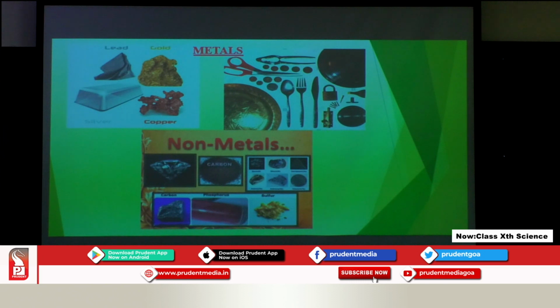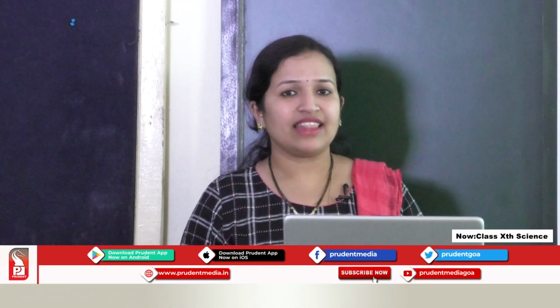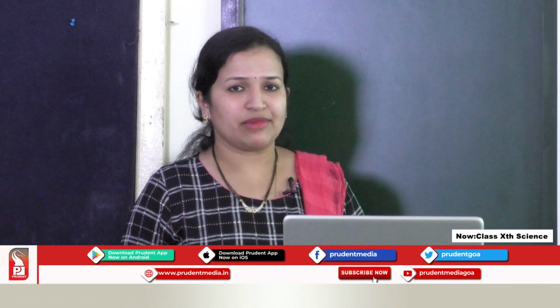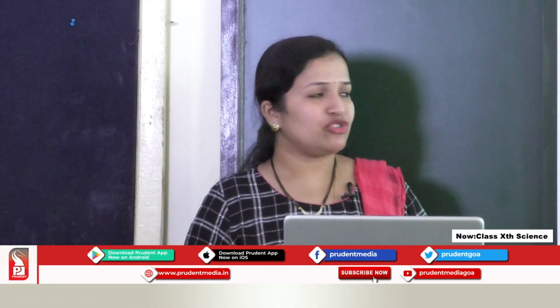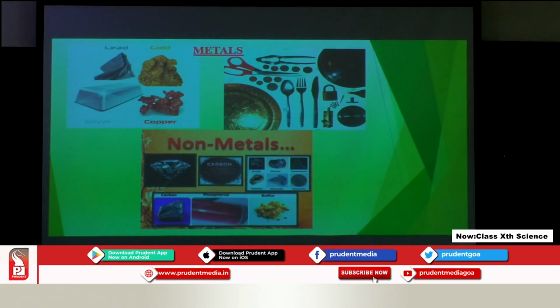So carbon exists in two forms. One is the powdered form, which is graphite, and the hardest form is the diamond. The red color powder which you can see is of phosphorus, and the yellow color is sulfur. So all these are examples of non-metals.